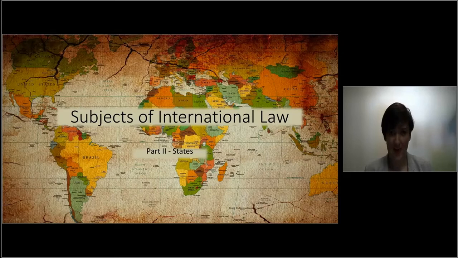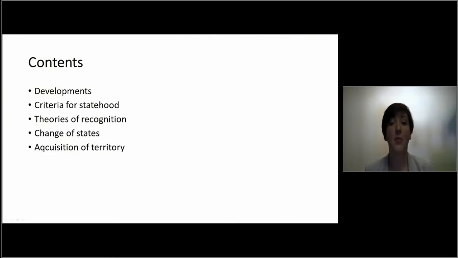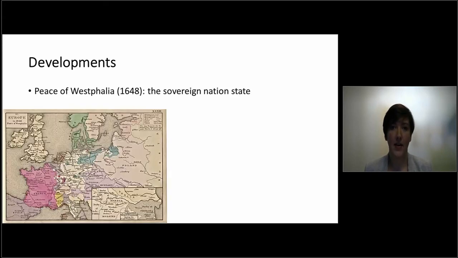This clip deals with the states. In this clip, we will look at the developments that led up to our modern nation state. We will look at the criteria for statehood. We will look at the theories of recognition, the change of states, and acquisition of territory. First, the birth of our modern nation state.